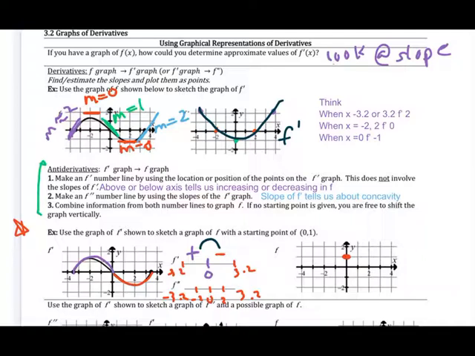So between -3.2 and -2, the slope looks like it's positive. It's definitely increasing there. Once it gets to -2, it looks like the slope starts decreasing. It continues decreasing after 0, but I can tell that something significant is happening at 0. We're going to talk about that in a second. And between 2 and 3.2, it starts increasing again.